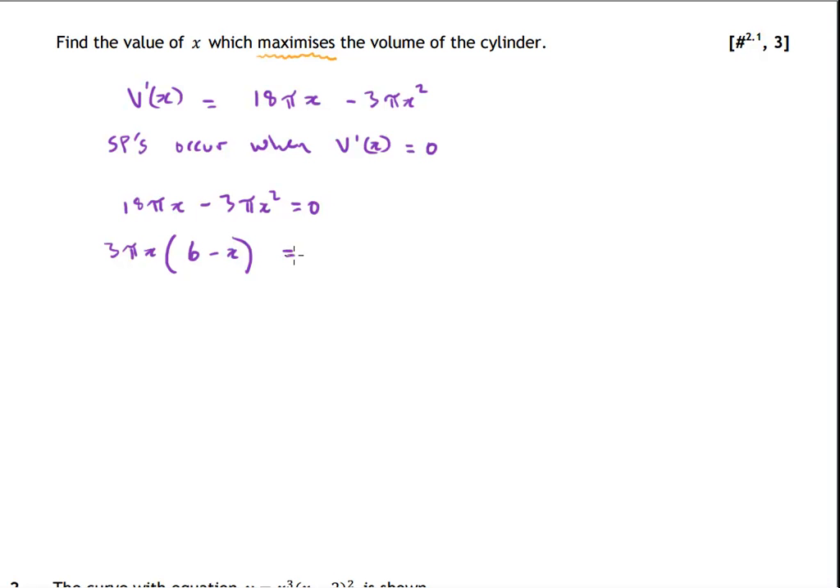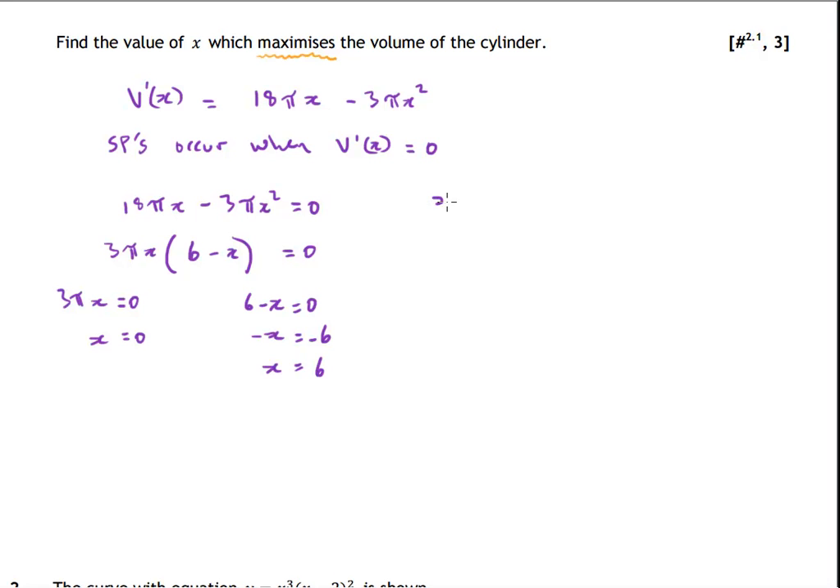We've got these 2 factors, and then taking each factor separately, set them equal to 0 and solve them for x. This one gives us x equals nothing, 0 divided by 3 pi is nothing, and the 6 minus x factor will solve here, subtract 6 from both sides, divide both sides by -1, gives us x equals 6. So we've got stationary points when x is 0 and x is 6, and hopefully one of these is going to give us a maximum. But to find that out we need to create a nature table.